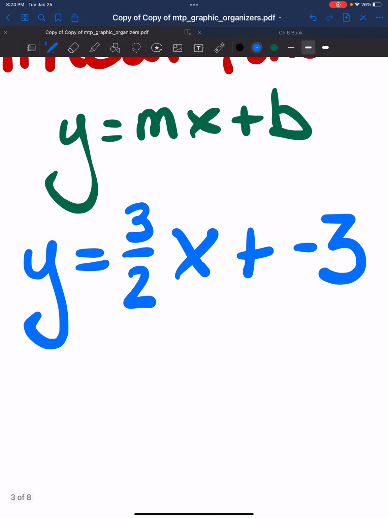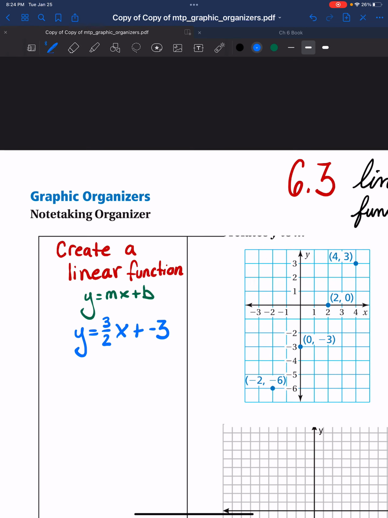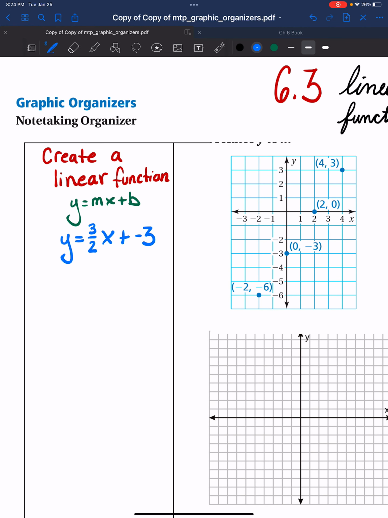3/2 x plus -3. You're done, you guys. That was it. That's literally it. Now, how could you have created a linear function if, let's say, they didn't give you the graph? What if they just gave you 2 ordered pairs? Well, don't panic, guys. You still just have to find the y-intercept and the slope.